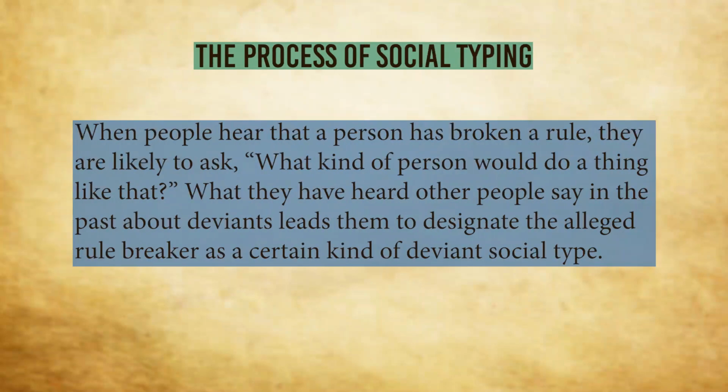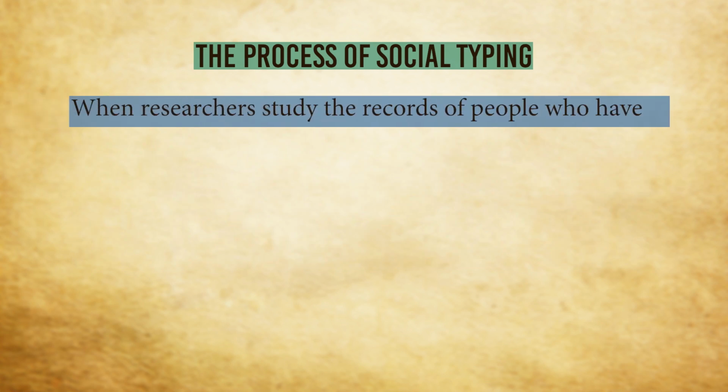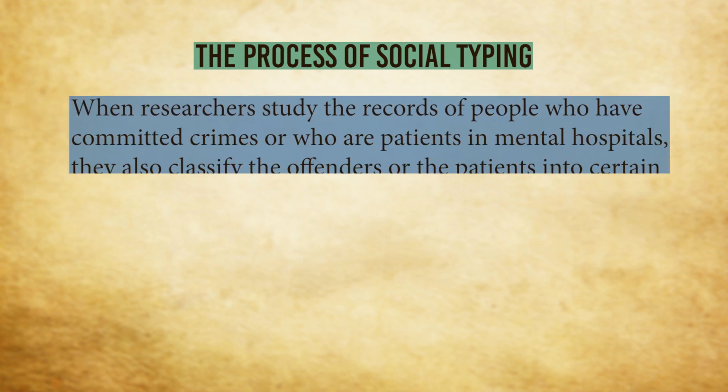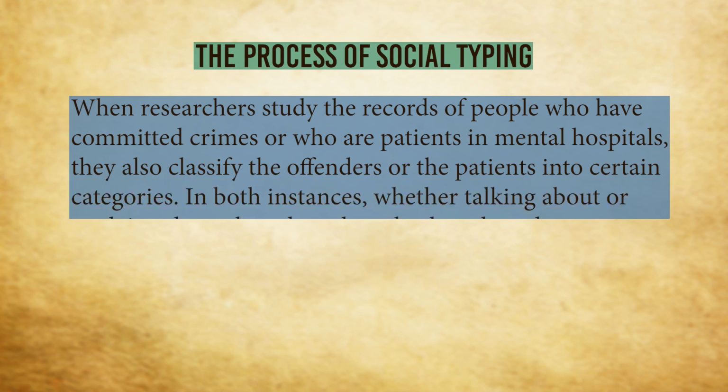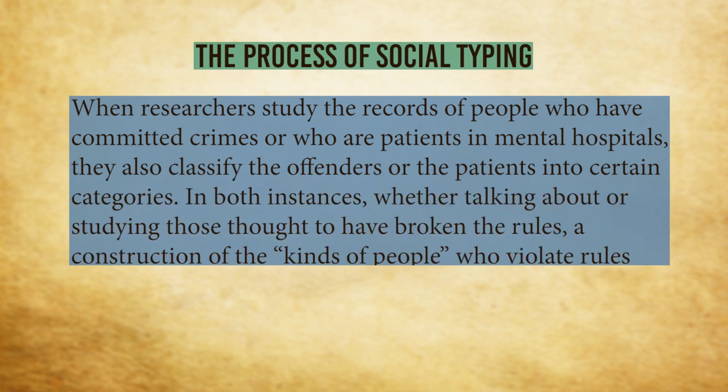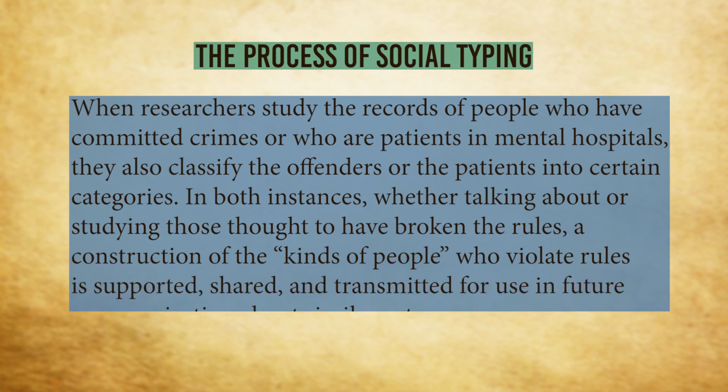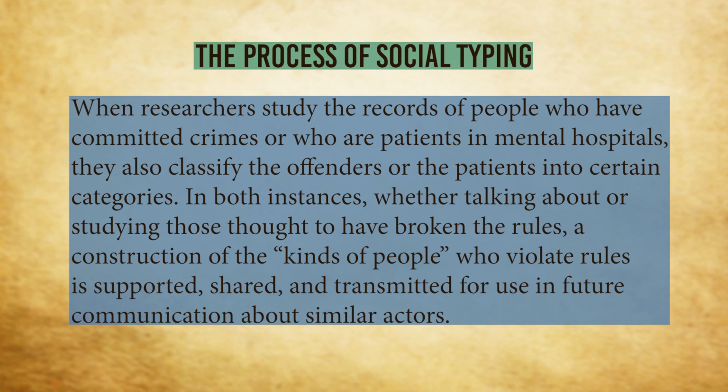When people hear that a person has broken a rule, they are likely to ask, what kind of person would do a thing like that? What they have heard other people say in the past about deviance leads them to designate the alleged rule breaker as a certain kind of deviant social type. When researchers study the records of people who have committed crimes or who are patients in mental hospitals, they also classify the offenders or the patients into certain categories. In both instances, whether talking about or studying those thought to have broken the rules, a construction of the kind of people who violate rules is supported, shared, and transmitted for use in future communications about similar actors.